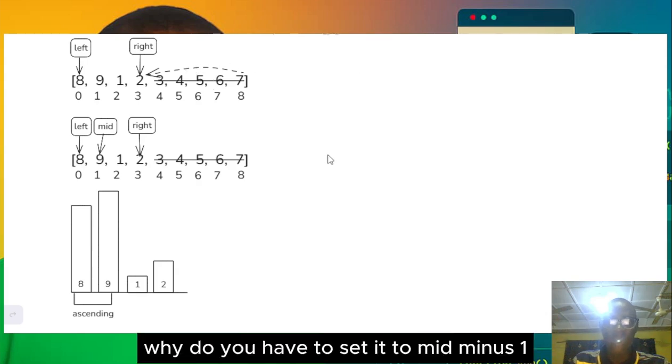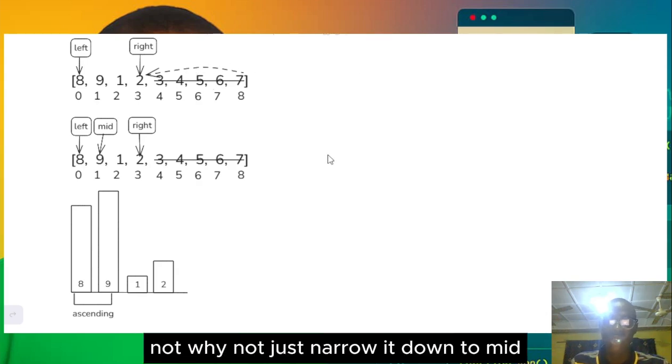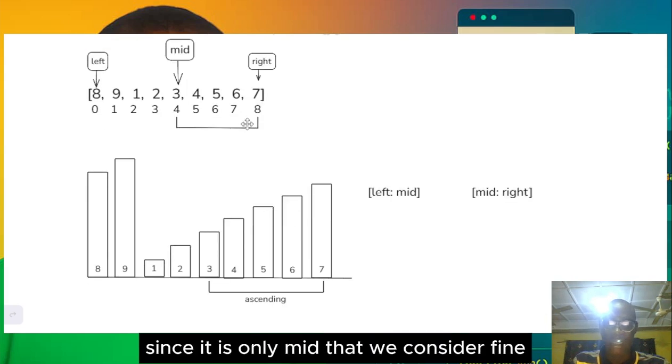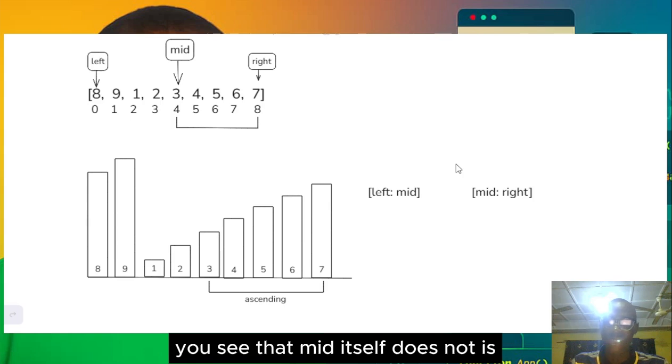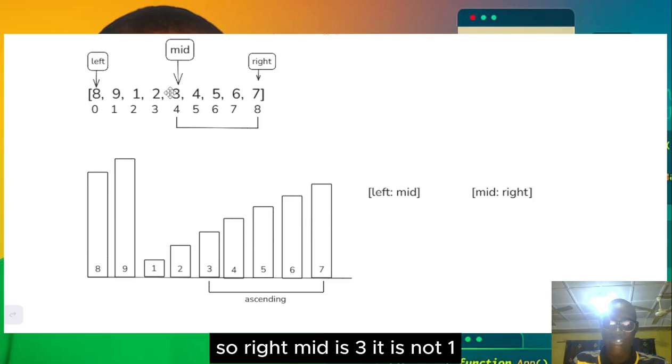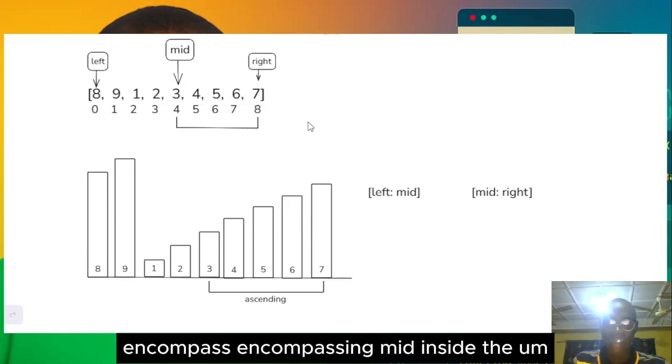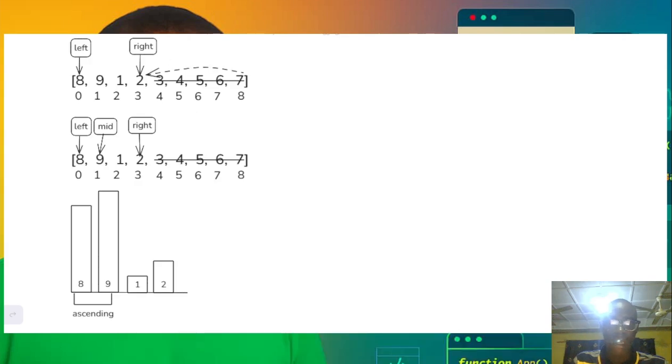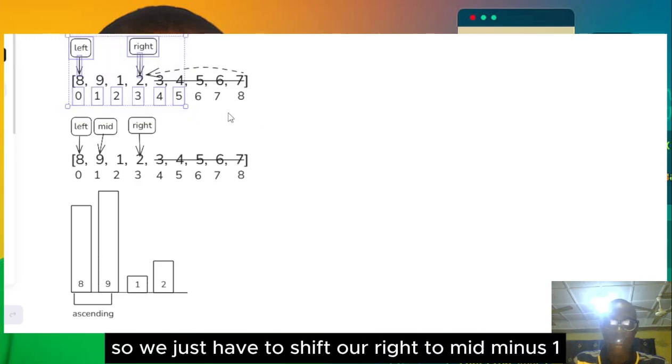You might be wondering, why do you have to set it to mid minus 1? Why not just narrow it down to mid, since it is only mid that we consider? Well, you see that mid itself does not equal the target we are looking for. Mid is 3, it is not 1. So there's no need of encompassing mid inside the search space any longer. So we just have to shift our right to mid minus 1.